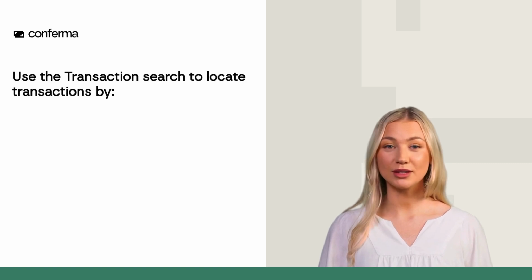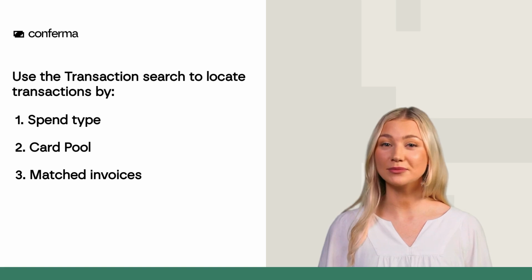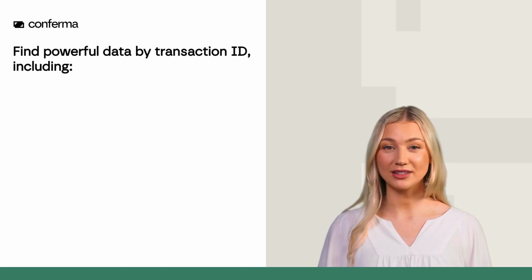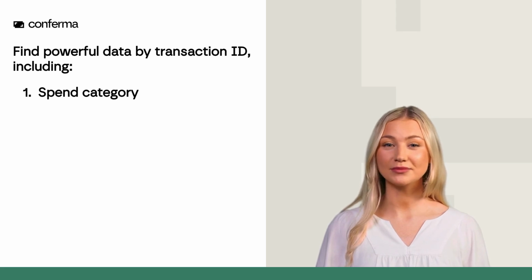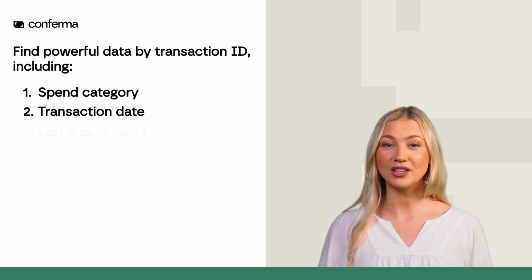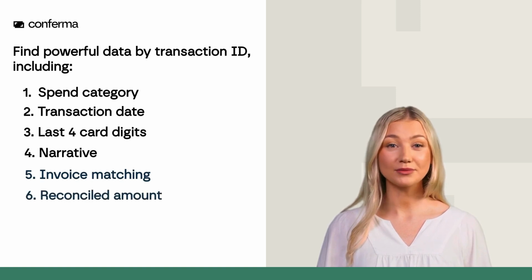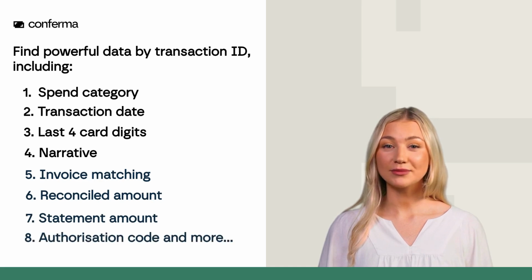You should now feel comfortable in the process for locating transactions by spend type, card pool, matched invoices, statement reference, and date range. You can find powerful data using a transaction ID, including the following: spend category, transaction date, last 4 card digits, narrative, invoice matching, reconciled amount, statement amount, authorization code, and more.